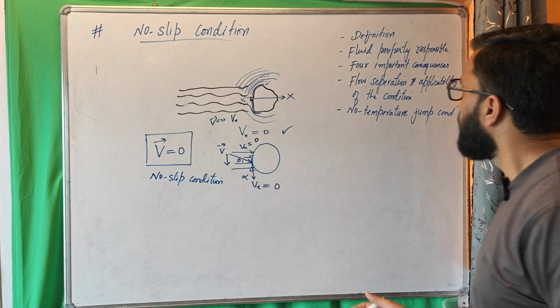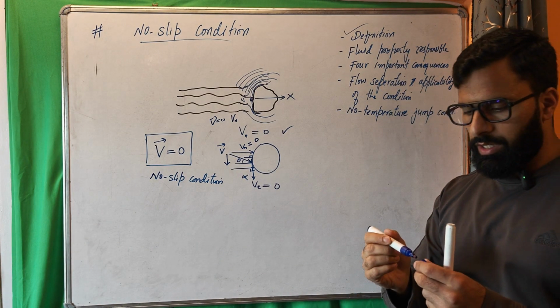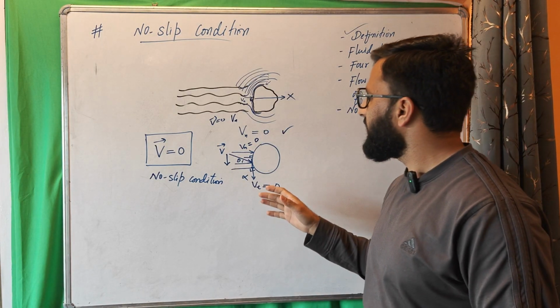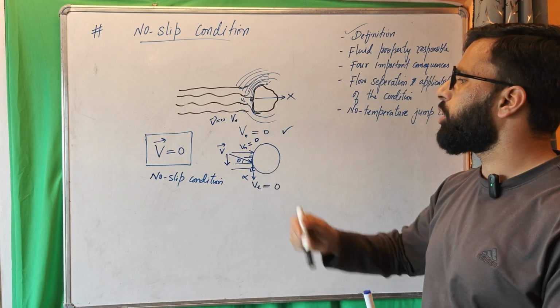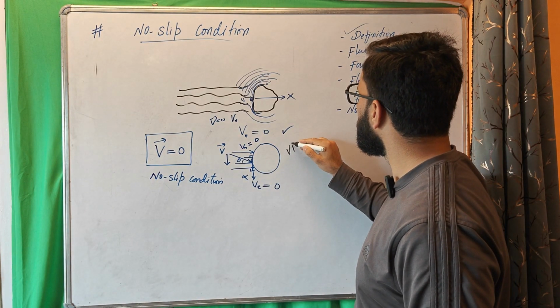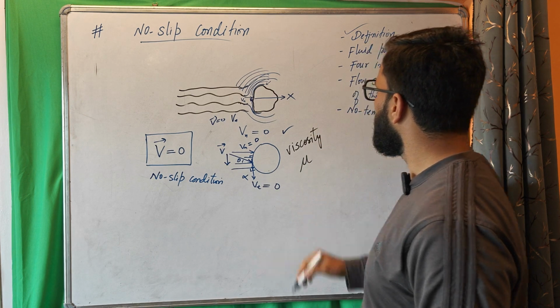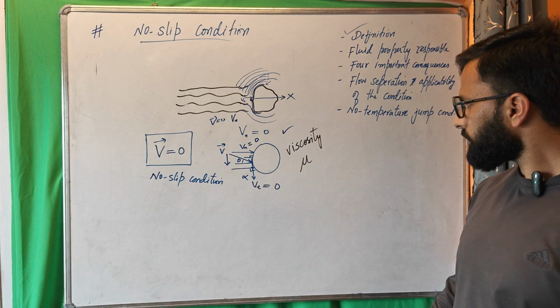Now, the fluid property responsible for this. The fluid property that is responsible for this complete stop of the fluid which is in contact with the solid surface is viscosity, denoted by the lower Greek letter mu.